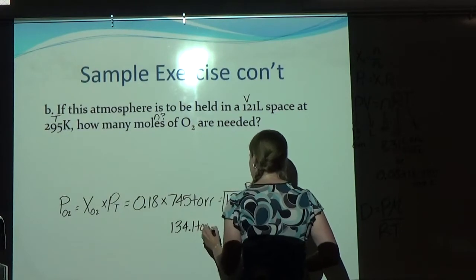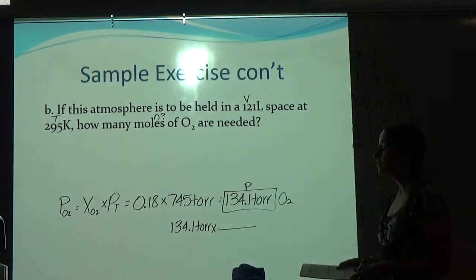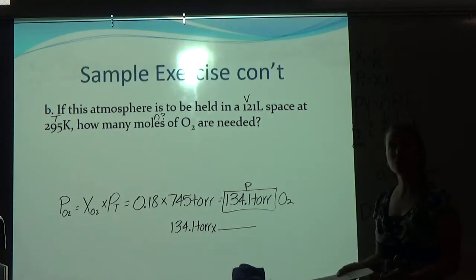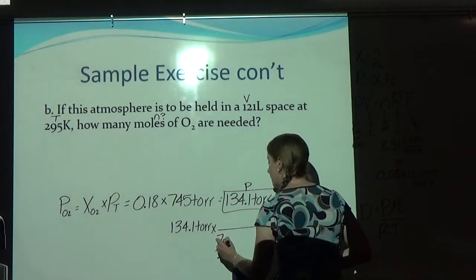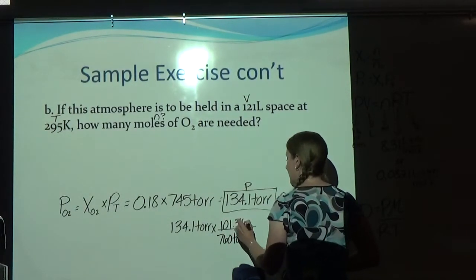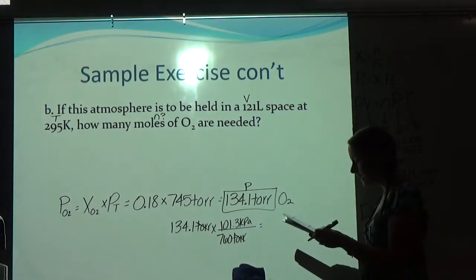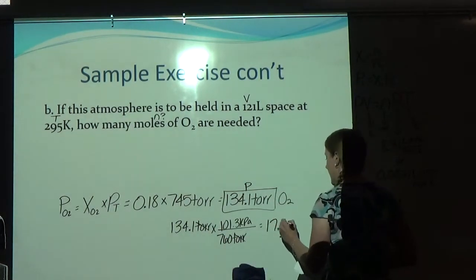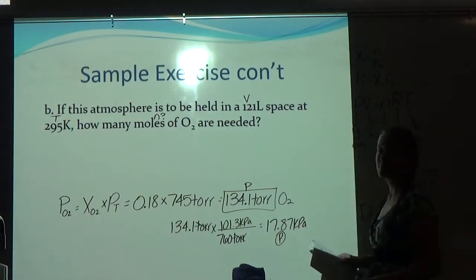So I take my 134.1 torr. And remember, from chapter 13, we know that there are 760 torr and 101.3 kPa. So I follow my golden rule and I put my 760 torr on bottom and my 101.3 kPa on top. So torr cancels. So I multiply and divide, and I end up getting 17.87 kPa. So see, this is the pressure that I'm going to use.